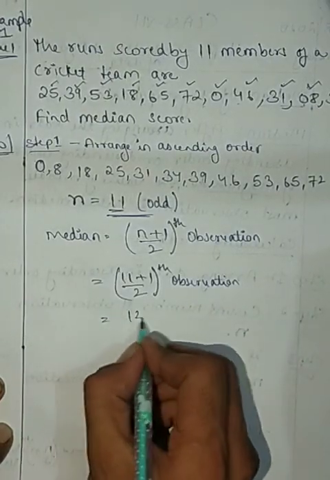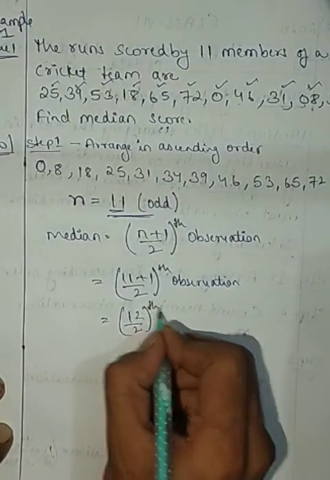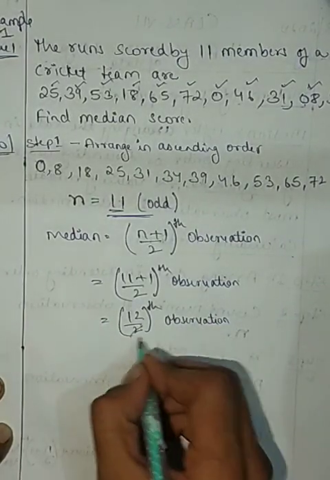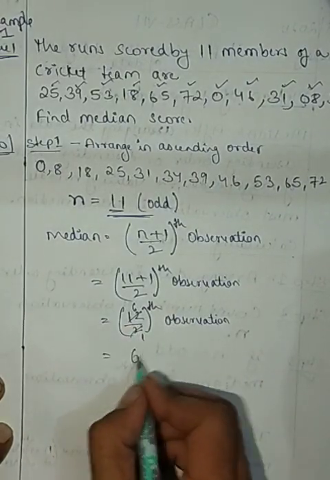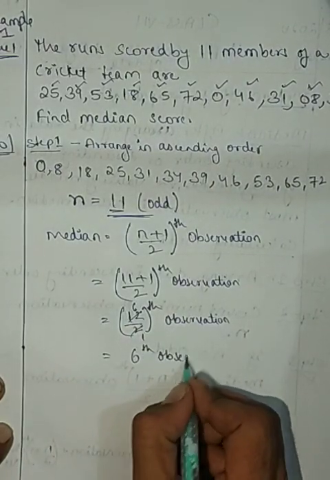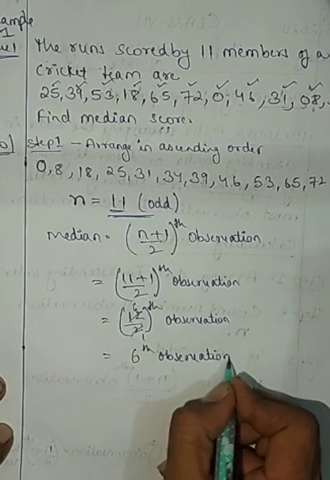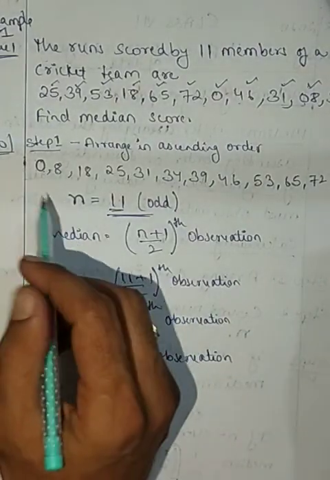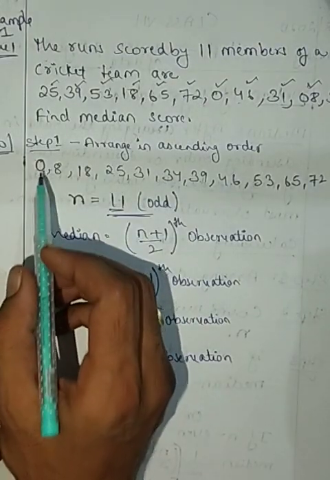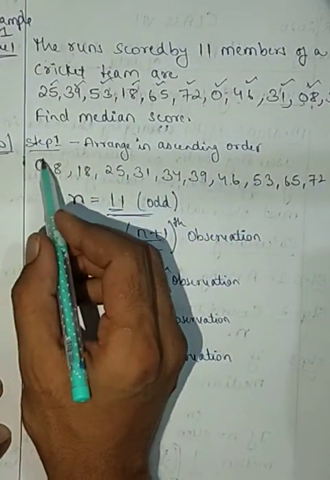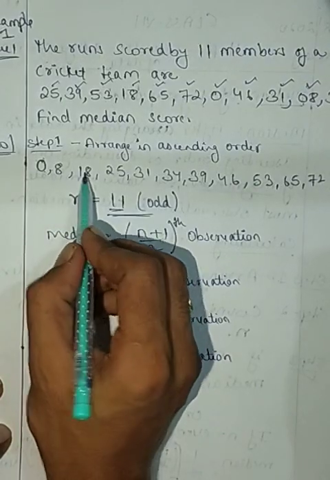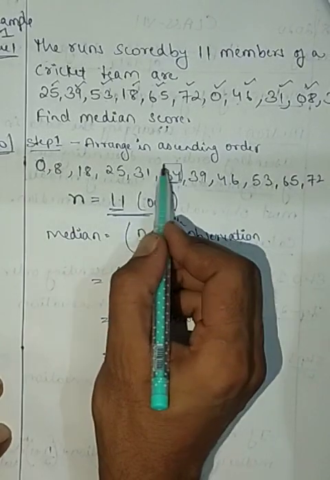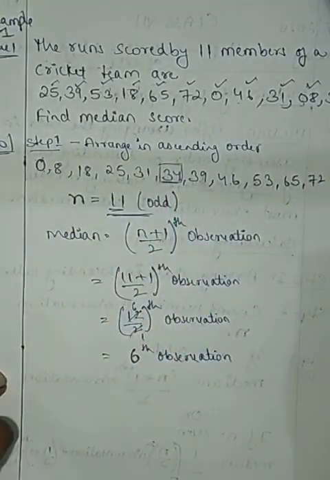11 plus 1, 12, upon 2. 2 1s are 2, 2 6s are 12. It gives you the 6th observation. This is not the answer. We have to write the 6th observation. Now look at the observations after arranging in ascending order. First, second, third, fourth, fifth, and this is the 6th. So the 6th observation is 34.